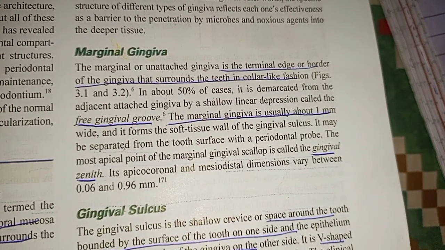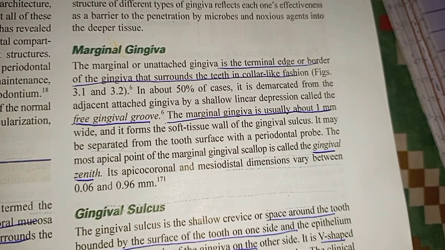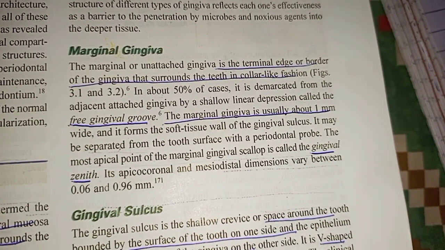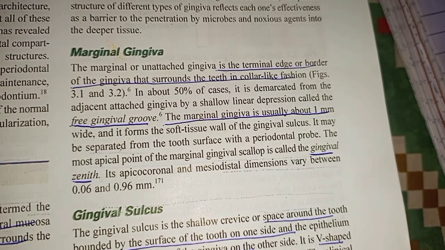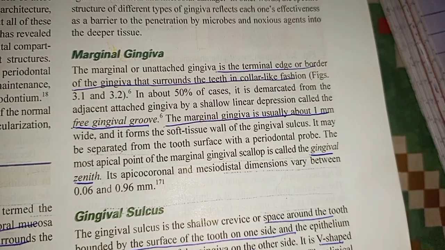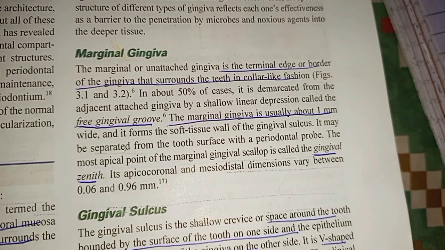Number one is marginal gingiva. Marginal gingiva, unattached gingiva, or free gingiva. They have three names. This is not because they are different things. They have just randomly given these names. You can't say that it is a free gingiva line. No, no, they have just given the name.